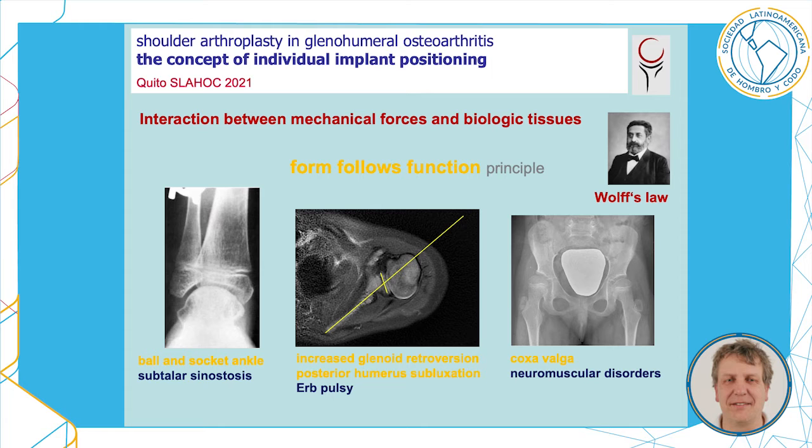We all know that there is interaction between mechanical forces and biologic tissues. This is the base for the principle of form follows function, which may be observed in the development of the major musculoskeletal system. Subtalar synostosis may lead to a ball and socket ankle. Erb's palsy may lead to increased glenoid retroversion and posterior humerus subluxation, or neuromuscular disorders may lead to coxa valga, and so on.